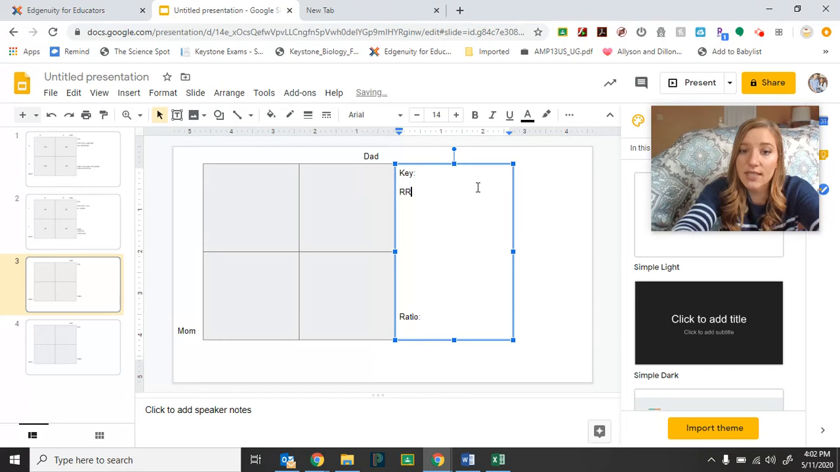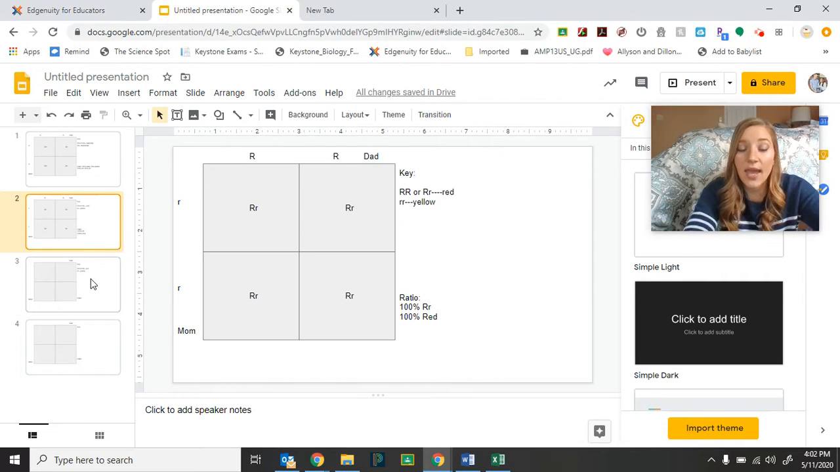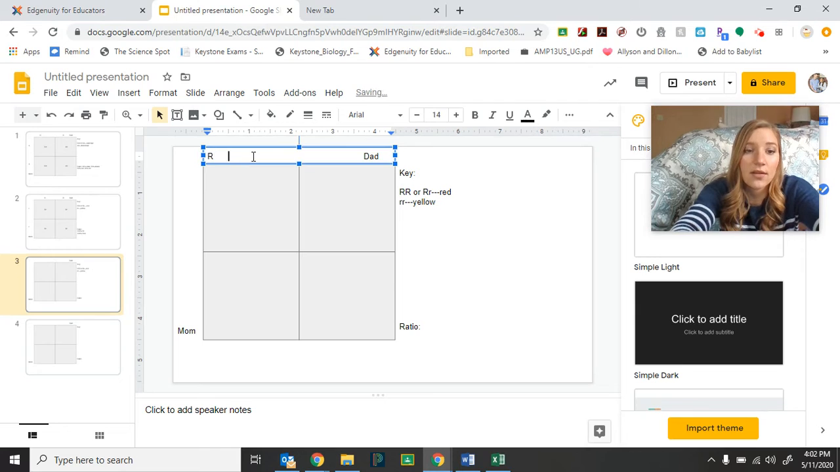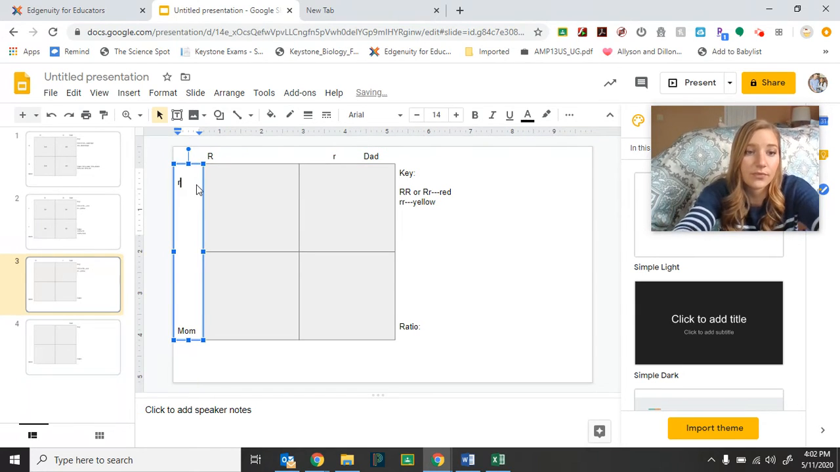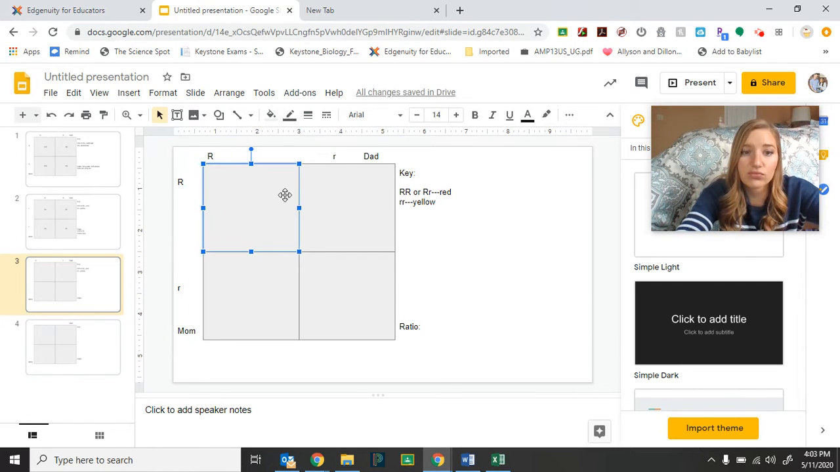All right, guess what? The key's the same because the problem's the same. Red is dominant, yellow is recessive. Now it says cross two of the babies that we got from our last generation. Well, we said all the babies are going to be heterozygous. So cross a heterozygous daddy with a heterozygous mommy and do the cross.